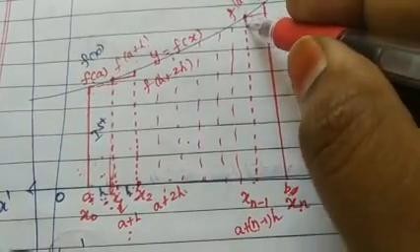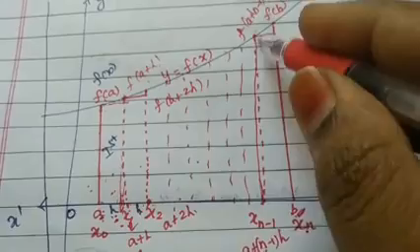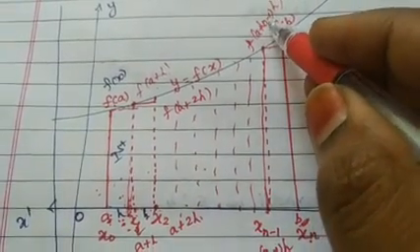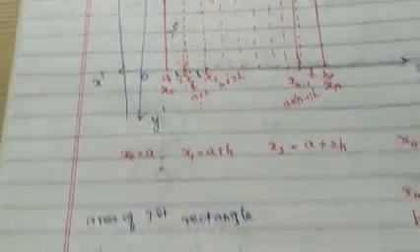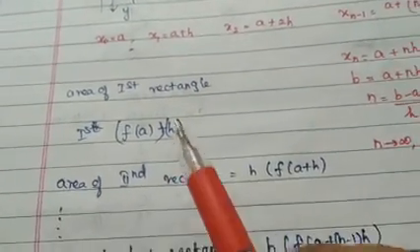What about the last rectangle? This value only we are taking. Therefore, f of a plus n minus 1 into h, divided by h. Therefore, we are adding all the area of the rectangles together.